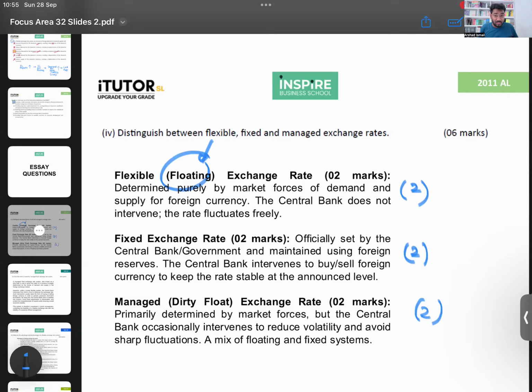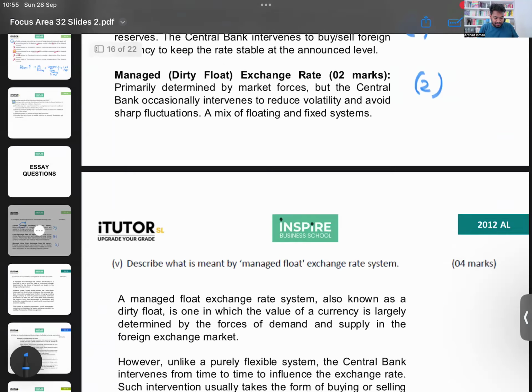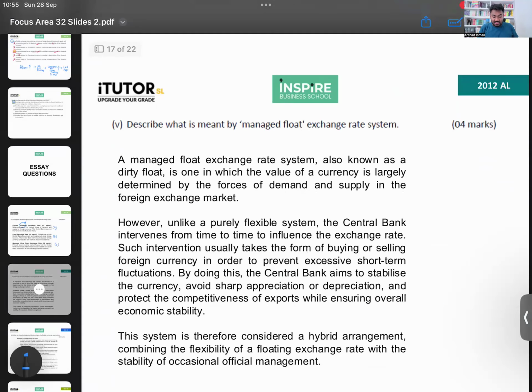Right. So for 2 marks, talk about, it's a very easy question. If you can't answer this, you have not learned the unit at all. You just have to talk about it for 2 marks. Then 2012. Describe what is meant by a managed float. So now here you have to explain my floating exchange rate a little bit in detail. So again, same story continuing from the previous one.